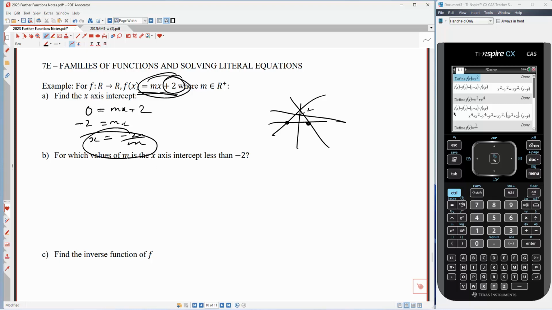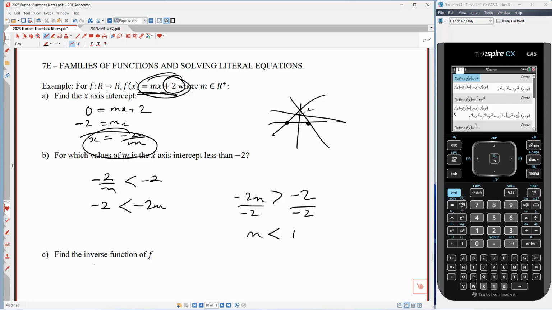For which values of m is the x-axis intercept less than negative 2? So we know that the intercept is this, and we want to know when it's going to be less than negative 2. So let's drop that over: negative 2 over m is less than negative 2. We'll reverse that, negative 2 is greater than negative 2m, divide by negative 2, divide by negative 2, m is less than 1.